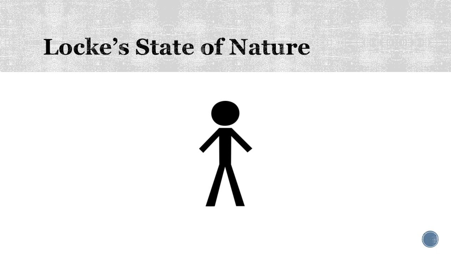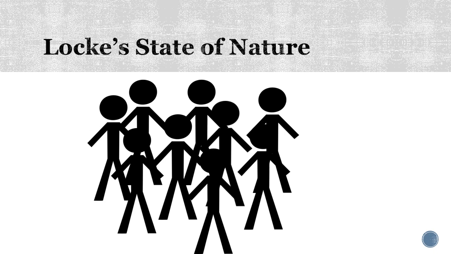Whereas Locke is going to start thinking about the state of nature by thinking of a whole group of people already living together, some sort of community. It's just that this community in the state of nature doesn't have a government. They don't have a set of formal rules or anything like that.